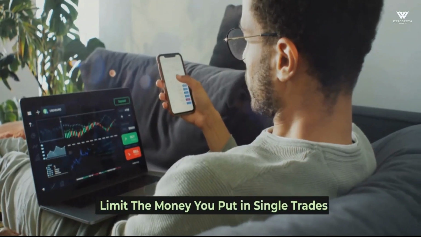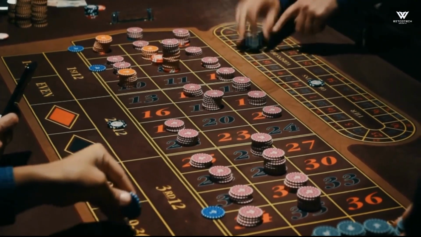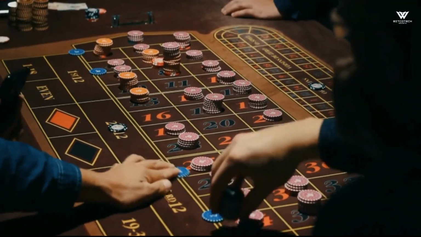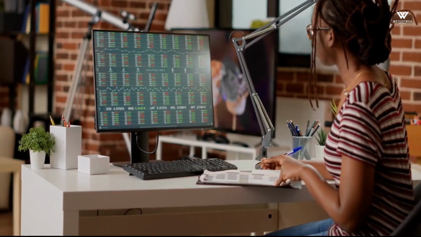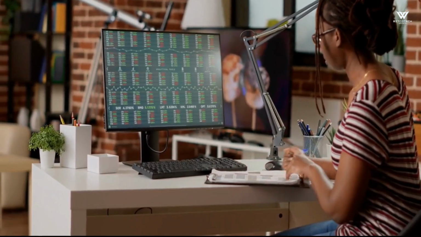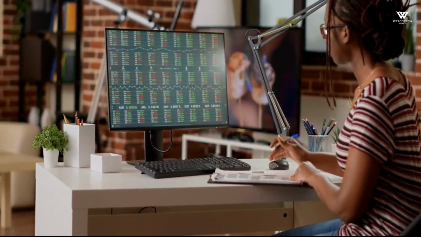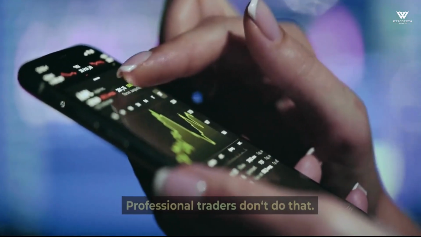Limit the money you put in single trades. One of the biggest mistakes novice traders make is putting too much money in a single trade. Since each trade always includes a risk, it's simply a numbers game how much of your whole capital you should risk each time. Too much capital in single trades can lead to a massive reduction of the whole trading capital in short time. But that's what often happens to beginners. Professional traders don't do that.